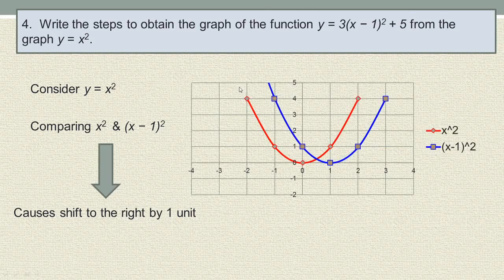Therefore, x square you can draw like this. X minus 1 the whole square means it will cause a shift to the right by 1 unit. For 0 now you will get 1. For minus 1 you will get 1. For minus 2 you will get minus 1, to the right side. In this way you can draw.